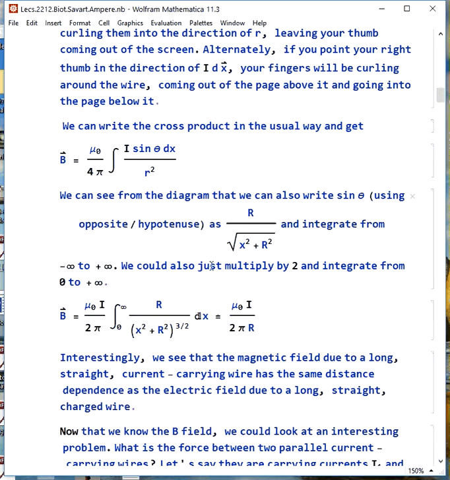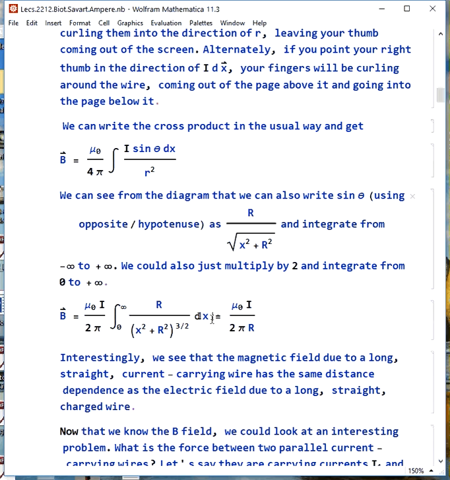So we put that in and we integrate from negative infinity to infinity. What we could also do, though, is just multiply by 2 and integrate from 0 to positive infinity, since it's an even integral. So we get B is mu naught I over 2 pi times this integral from 0 to infinity, capital R over x squared plus r squared to the 3 halves.